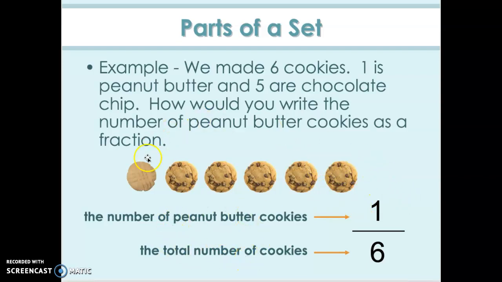So you will count up the total number. It says in the example there's 6 cookies. So 6 would be the total number, which would be the denominator on the bottom. And the number of peanut butter cookies, there would only be 1, so that would be the numerator, so it would be 1/6.